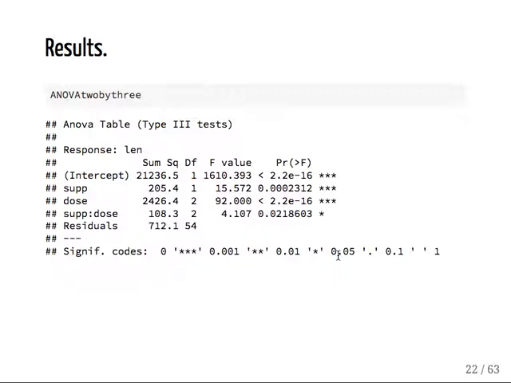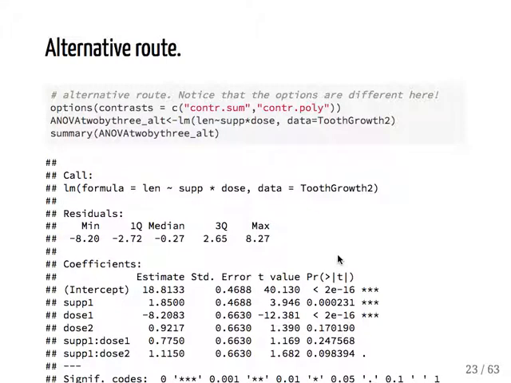Okay. Then we make this object, so we can print this object, and these are the type 3 tests, and they're the F values. These are the things that you will be looking for in your SPSS output as well, and things you typically report. And we can see here via the star notation that the supplement type dose interaction is statistically significant, because it's 0.02.